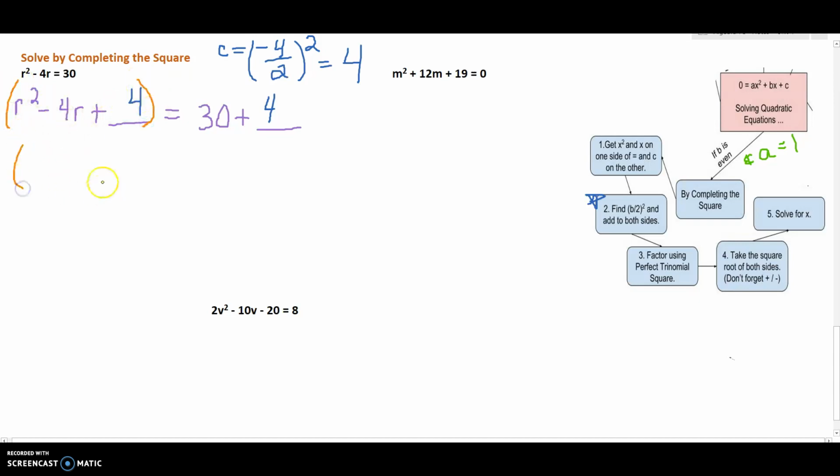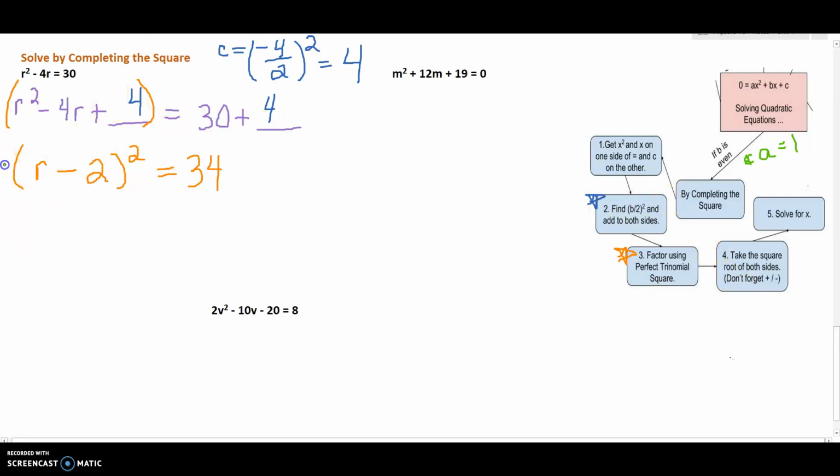And so we remember from above that since we manufactured this to be a perfect trinomial square, we can factor this as r minus, and then it's the square root of this term, 2 squared, equals 34. So that is our third step. We're going to factor using that perfect trinomial square. And now we have to solve. And we can solve by taking the square root of both sides.